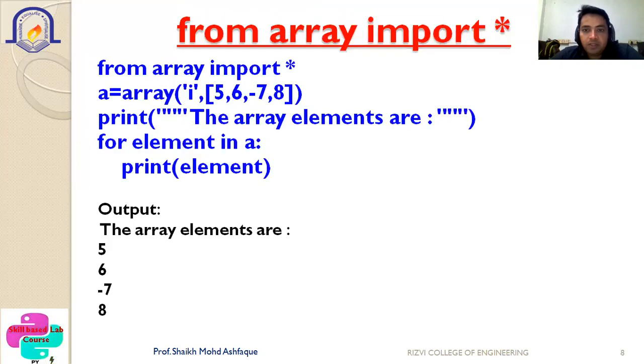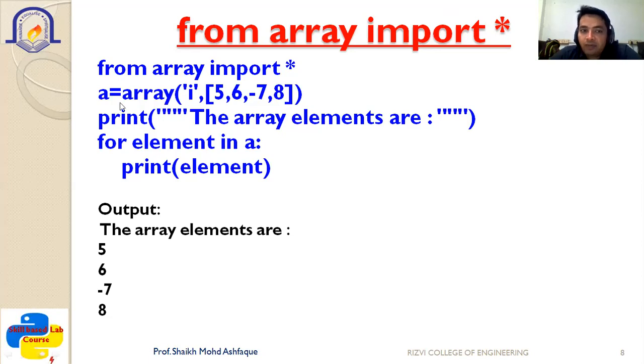Third way: from array import star. Here there is nothing to be declared; everything is imported. That's why import star. Star means everything will be included here. So we directly write a is equal to array, then type code, then data. We are not using array dot array, and we are not using AR dot array, etc., because it is imported as star. This third one is the simplest to use.